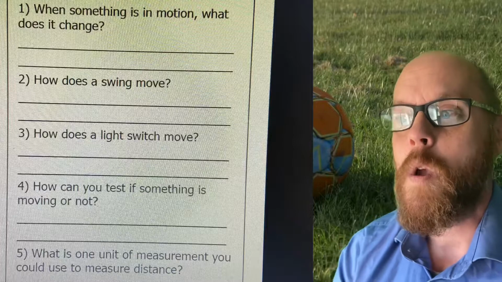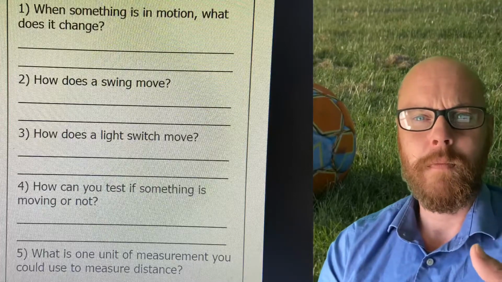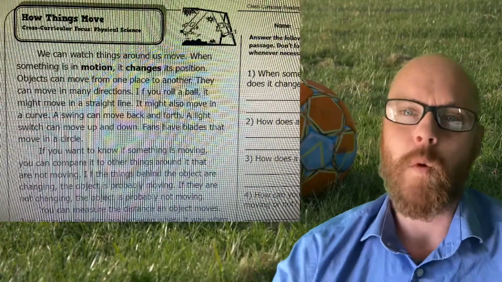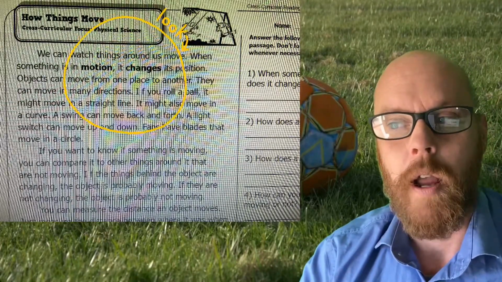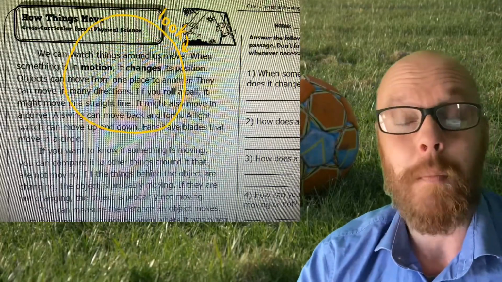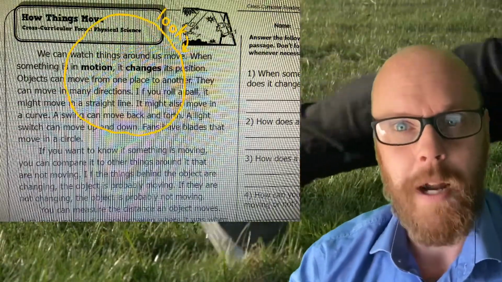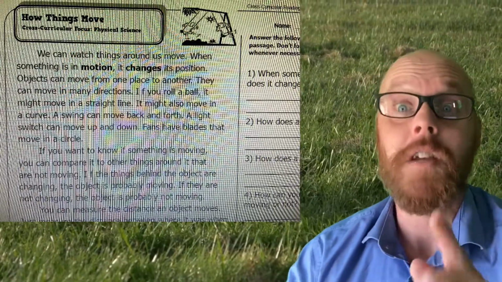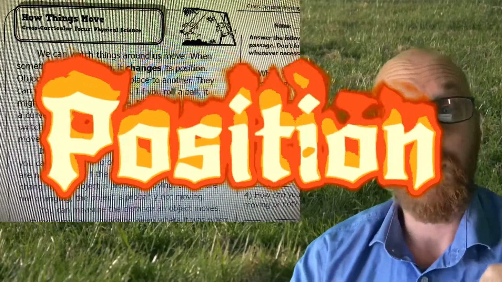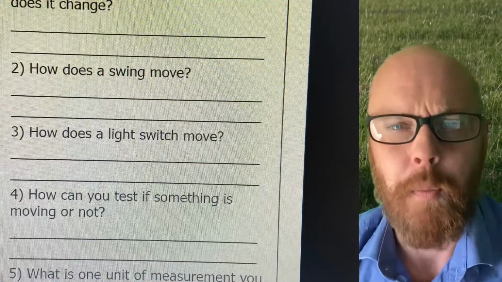All right, so now we have our 4 or 5 questions. Question number 1, when something is in motion, what does it change? Do you know? Let's go back in the story and look for key words in our paragraph. When I look at the question, I look at the word change and I look at the word motion. Those are both key words. And if you notice in paragraph 1, they are both bold words, aren't they? So it brings our attention right to those. And if we read the sentence, when something is in motion, it changes its position. So our answer for number 1 is position. Fairly easy, isn't it? And then we'd go back and underline where we find our proof in our story.